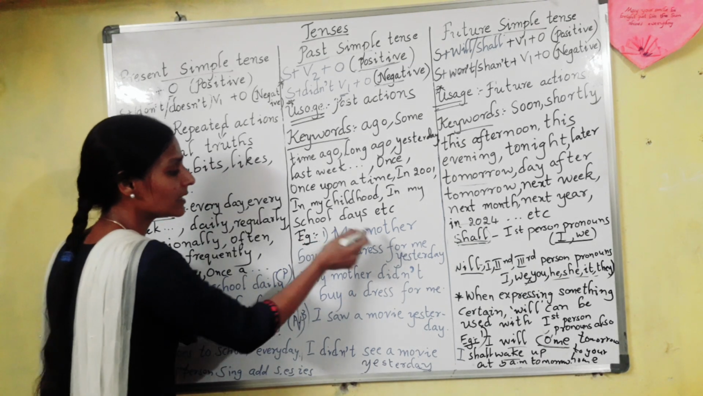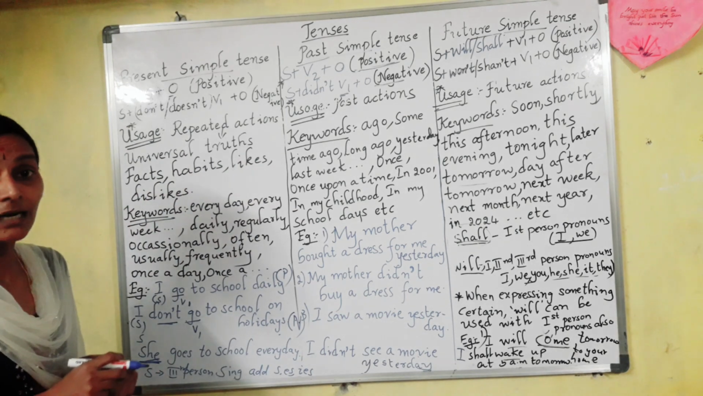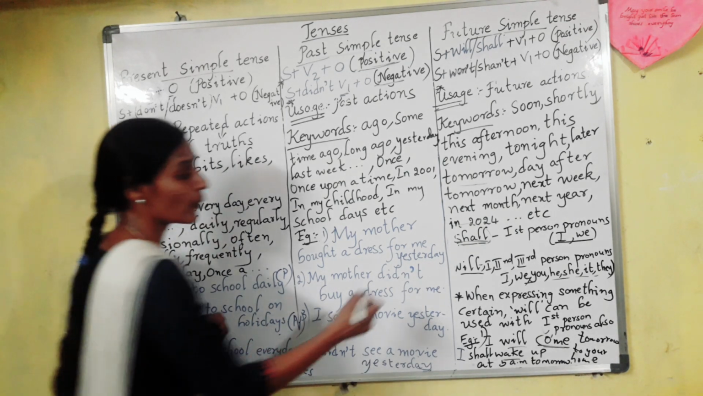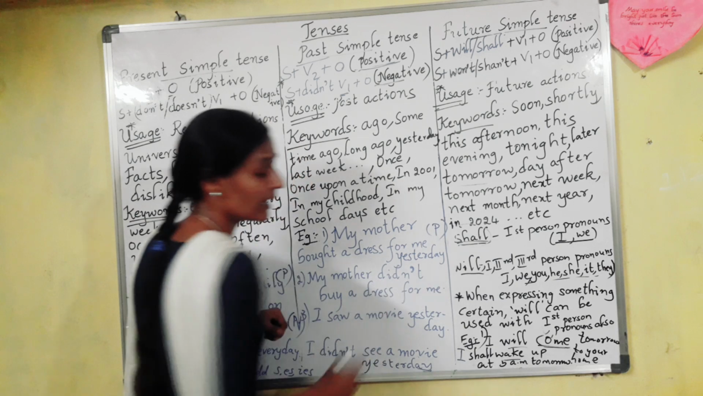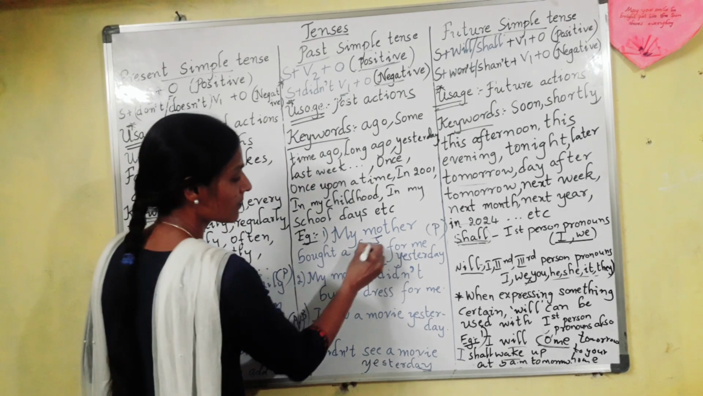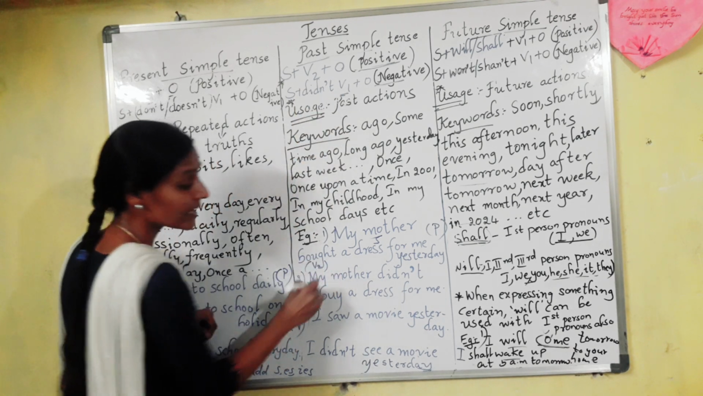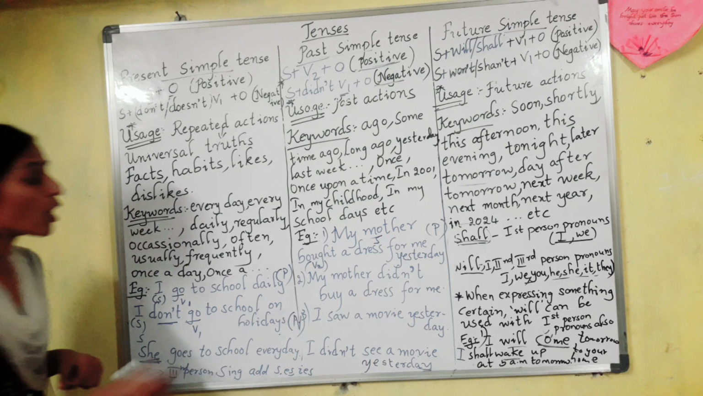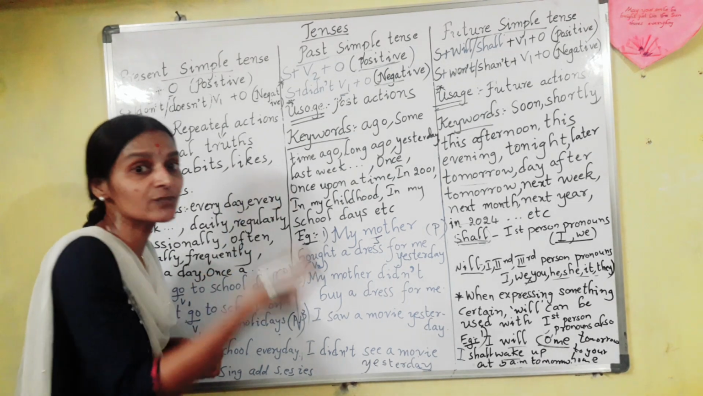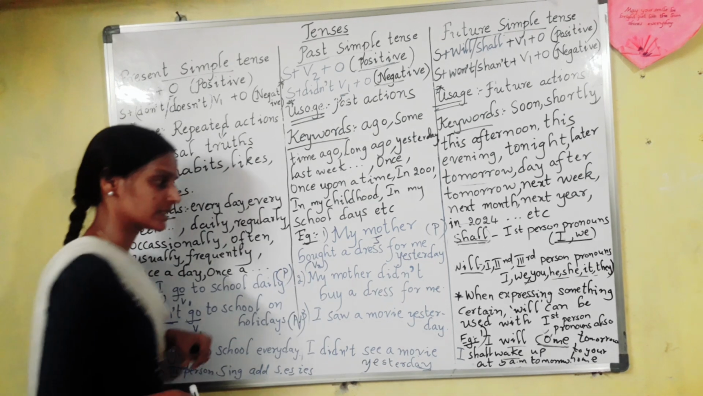Examples: my mother bought a dress for me yesterday. This is a positive sentence. So the structure is my mother, the subject. After the subject we are going to use V2, the past form of the verb. Bought. Bought is the past form of the verb, B-O-U-G-H-T, bought. Bought a dress for me yesterday.